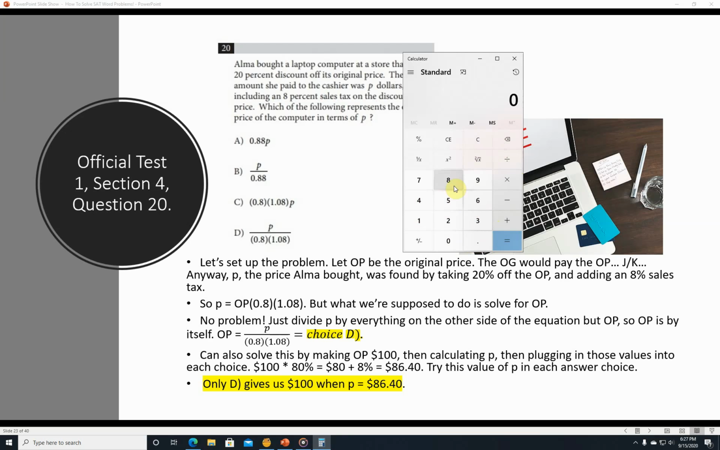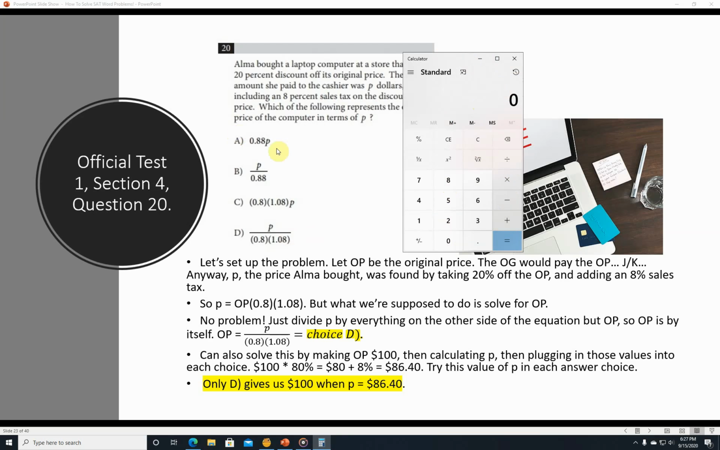So then we're going to go 86.4, the price, divide by 0.8, and then divide by 1.08, which gives us 100. So we know it's choice D. So plugging in numbers is another way to do this.